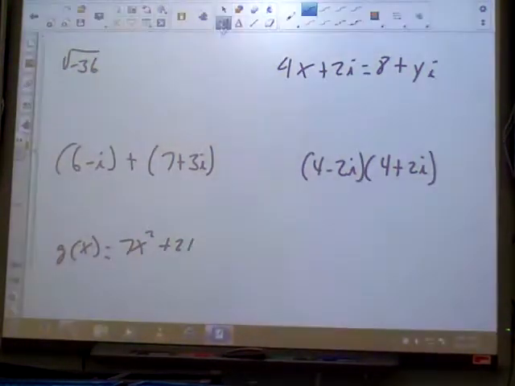No, that I squared is going to turn into negative 1. So negative 4 times negative 1 is positive 4.